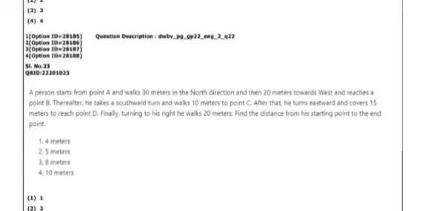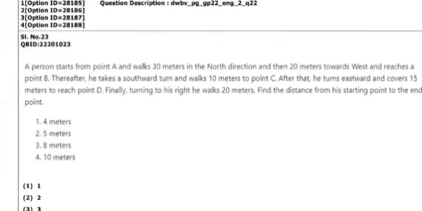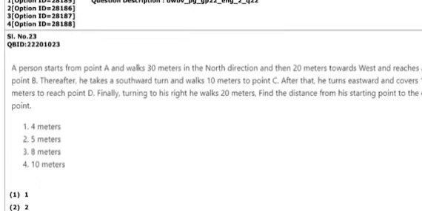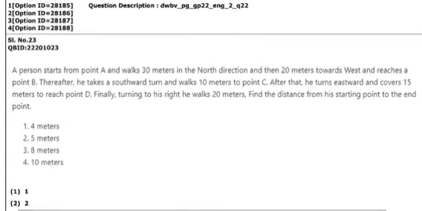Question 23 says, a person starts from point A and walks 30 meters in the north direction and then 20 meters towards west and reaches a point B. Thereafter he takes a southward turn and walks 10 meters to point C. After that he turns eastward and covers 50 meters to reach point D. Finally, turning to his right, he walks 20 meters. Find the distance from his starting point to the end point.